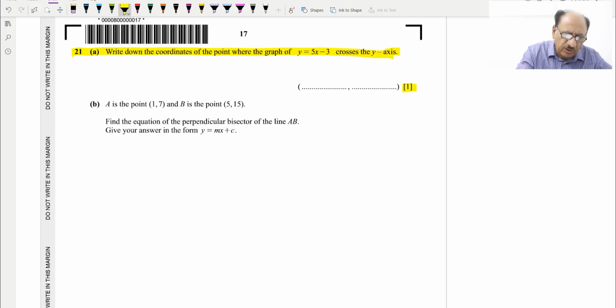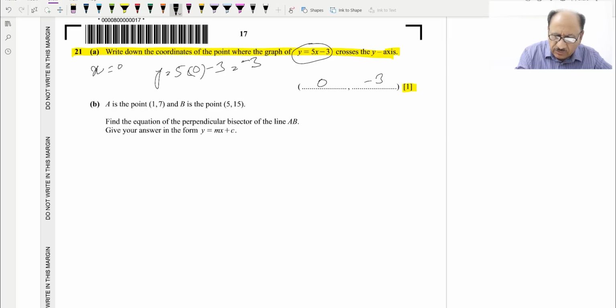So crosses the y-axis means x coordinate will be 0 on the y-axis, so x will be equal to 0. And if we replace in this equation, y will be equal to 5 into 0 minus 3, so y will be equal to minus 3. So x is 0, y is minus 3, these are the coordinates, and this is for 1 mark.